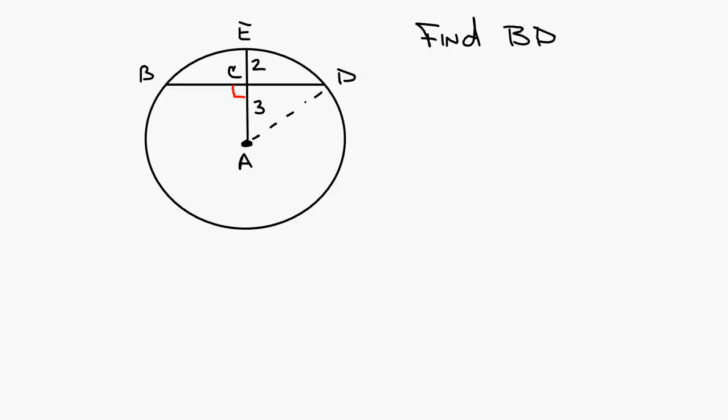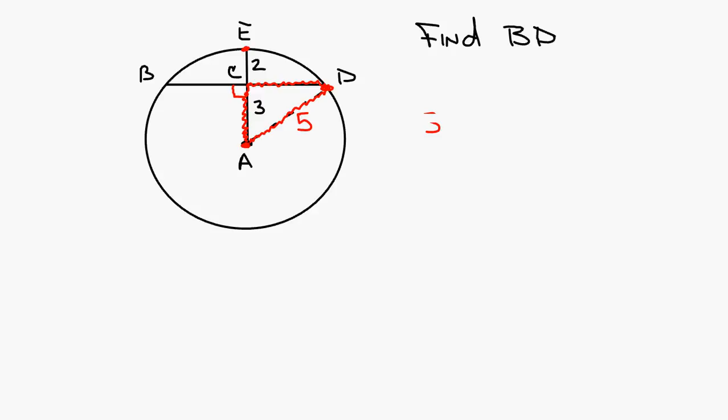Do you see a right angle in this picture anywhere? Let's see here. Do you see this dashed piece that goes from the center to the edge of the circle? What's the length of that dashed piece? 5, because it's the same as A to E, which goes from the center to the edge of the circle. So if this is 5, don't you have a right triangle right here? And that right triangle is missing a leg.